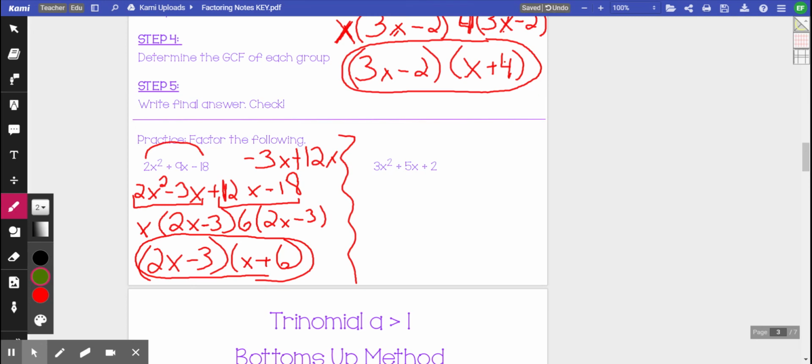Looking over at our next one, again, let's multiply our A and our C terms. So 3 times 2 is going to give us 6, factors of 6 that add up to 5. Here we have to have a positive, right? 3 times positive 2 is positive 6. So that means either both of our signs are going to be positive or they're both going to be negative. Since we're looking to get to a positive 5, that means they're both going to be positive. So I know that here I'm going to be using a positive 3x and a positive 2x.